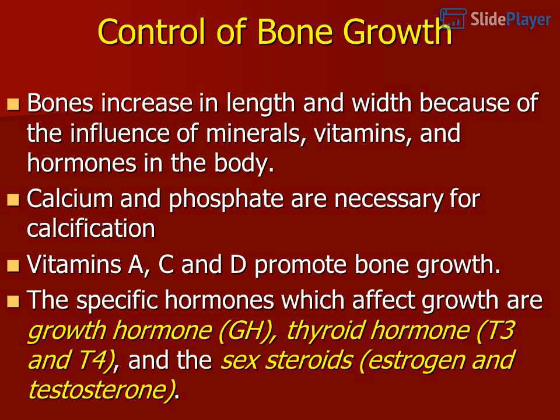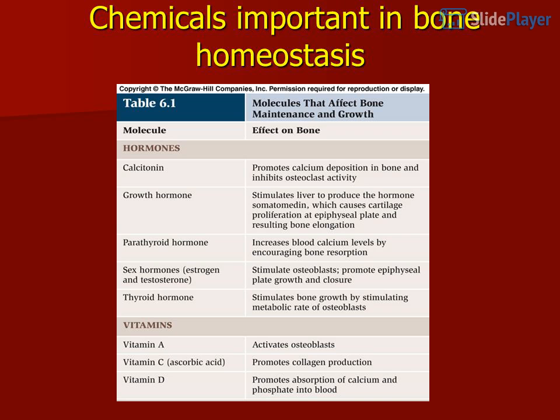Control of bone growth. Bones increase in length and width because of the influence of minerals, vitamins, and hormones in the body. Calcium and phosphate are necessary for calcification. Vitamins A, C and D promote bone growth. The specific hormones which affect growth are growth hormone, GH, thyroid hormone, T3 and T4, and the sex steroids, estrogen and testosterone. Chemicals important in bone homeostasis.